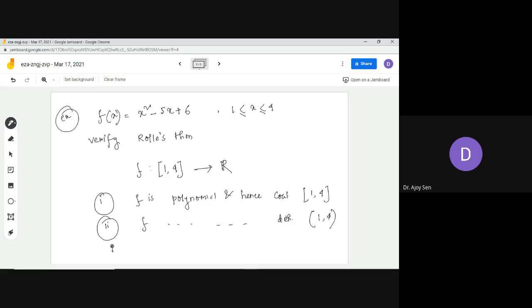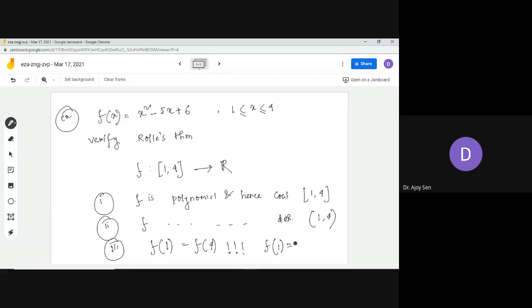And the third point: is it really happening? You have to check. I can't say without checking. Now if you put x equals 1, you see 1 squared minus 5 plus 6, and you have to find out if it is happening. So is it happening?